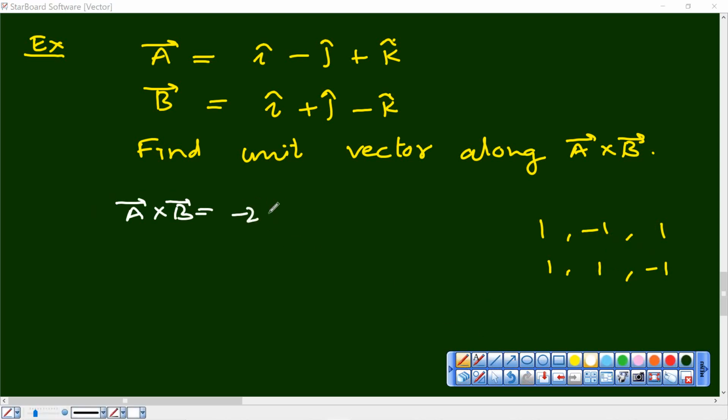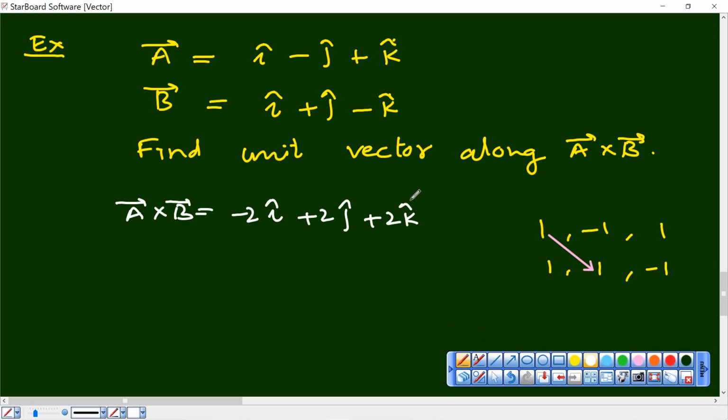Now the j cap component would be this into this, first the backslash, 1 into 1 minus this into this. So 1 into 1 is 1, minus 1 into minus 1 is minus 1. 1 minus minus 1 is 2. So that is going to be 2 j cap. And of course for k cap, we leave this and this into this minus this into this. So 1 into 1 is 1, minus 1 into minus 1 is minus 1. So 1 minus minus 1 is 2 again. So it is going to be 2 k cap. So this is what A cross B is going to be.